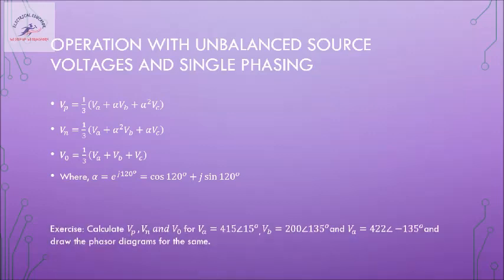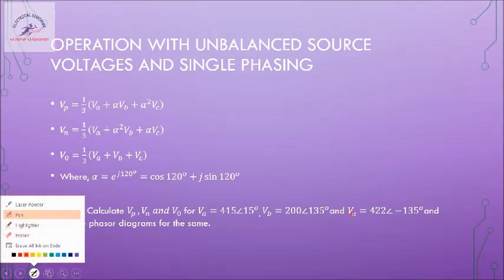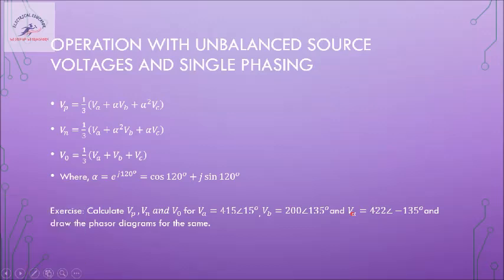I am giving a small exercise to my viewers so that you can have a real feel for what exactly this is. I am giving you three-phase unbalanced voltages, VA, VB, and this last one is VC. These are the magnitudes which I am giving, and I want you to calculate VP, VN, and V naught using these equations. Remember VP, VN, and V naught are magnitudes. Then I want you to draw the phasor diagrams for the same.